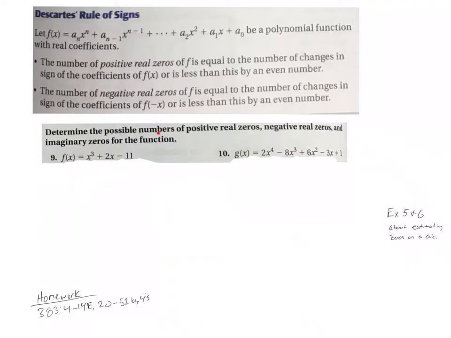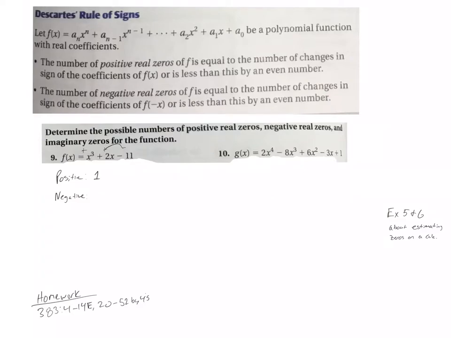So it says determine the number of positive real solutions, negative real solutions, and imaginary zeros for the function. So on this one we know that the total is going to be 3. So let's look at the number of sign changes here. This is a positive, this is a positive, and this is a negative. So we only have one sign change here. So then positive real zeros would just simply be 1.